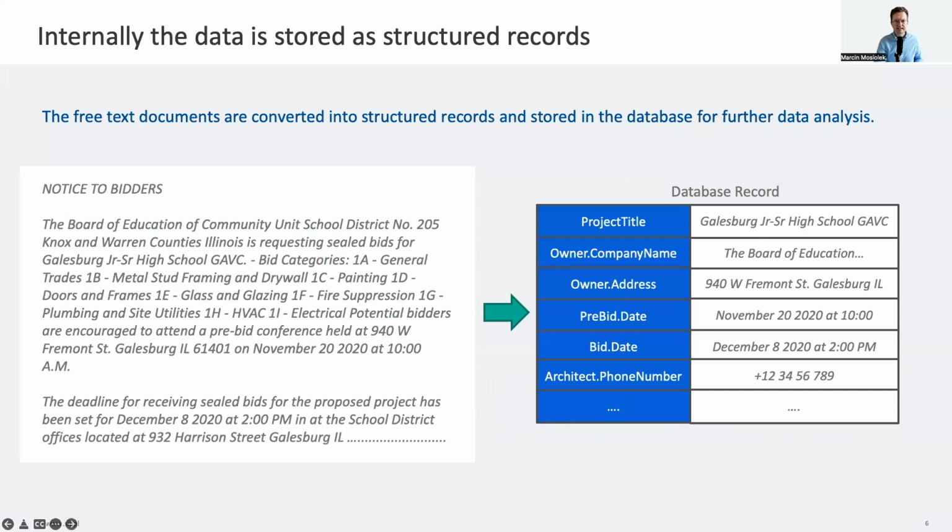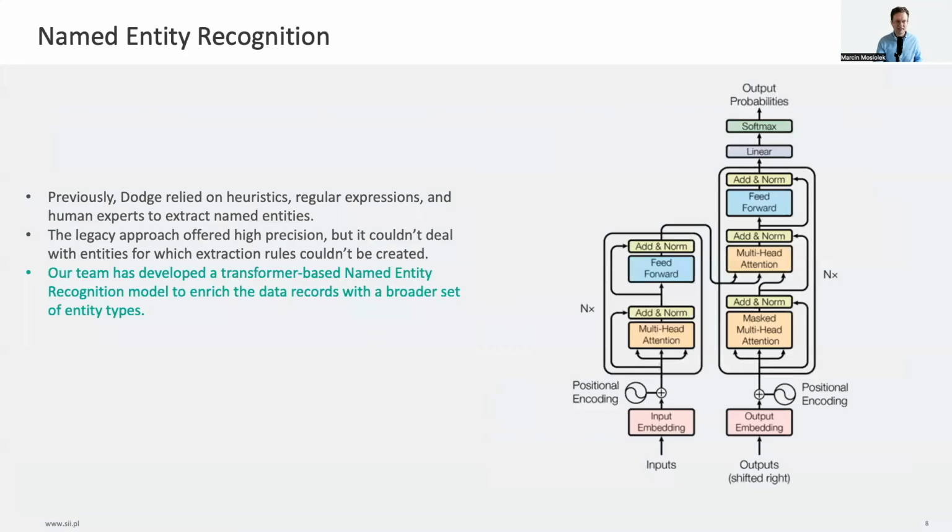For the purpose of the data analysis, the information from free text documents is extracted and stored as structured database records. Such entities like project titles, dates, and company names are extracted. And as we speak of entities extraction, we can't avoid a well-known topic called named entity recognition. Dodge has been using heuristics, regular expressions, and humans to extract the named entities in the past. And in some cases, it worked pretty well, offering very high precision. But as you know, it's hard to write a regular expression that covers all the possible cases, and some entities can't be captured this way at all.